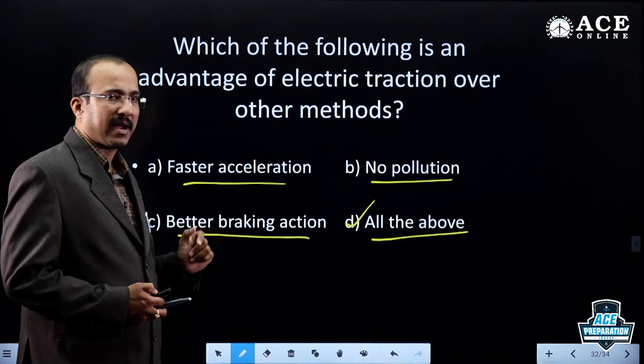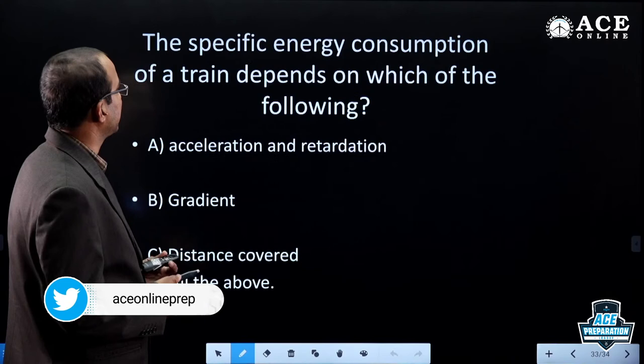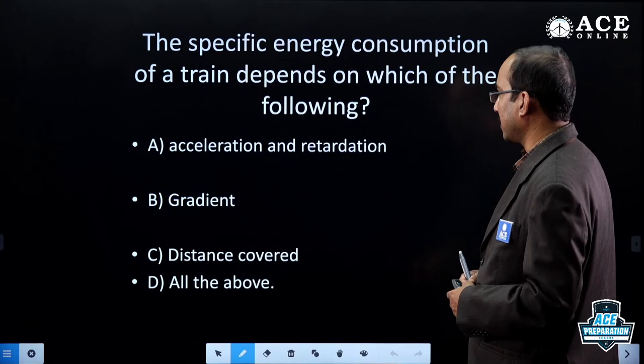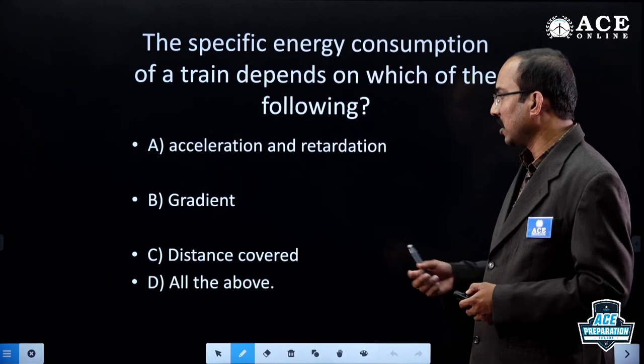Okay. Now let us go to the other question. The specific energy consumption of a train depends on which of the following? Acceleration, retardation, gradient, and distance covered, all the above. So it depends on what? All these factors. Okay.